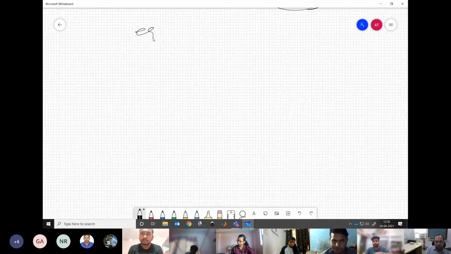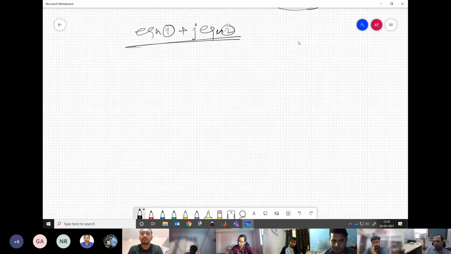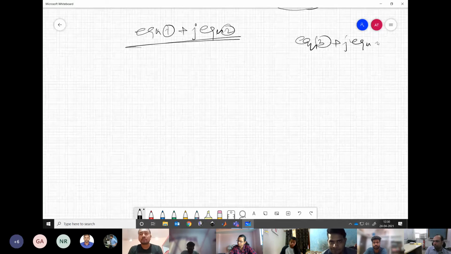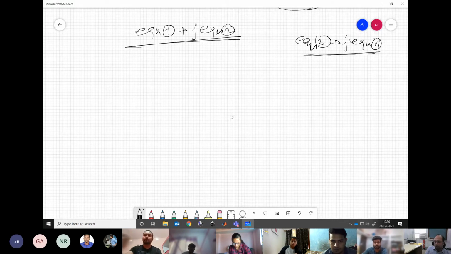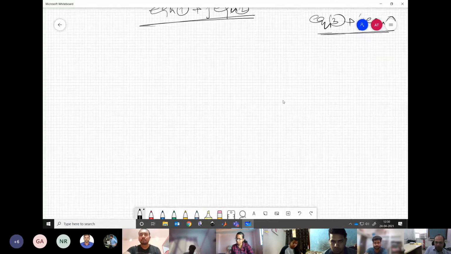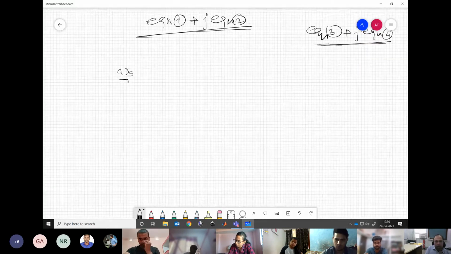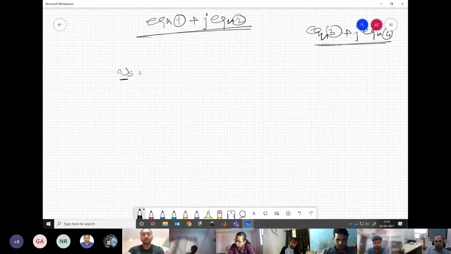Let's say you have equation 1 and you add j times of equation 2. This is all I am doing. Or you have equation 3 plus j times of equation 4. This is all I am doing. Understanding my point? Clear? Yes. So when you do this operation, what comes out is that you can express your stator and rotor equations in a very compact manner.